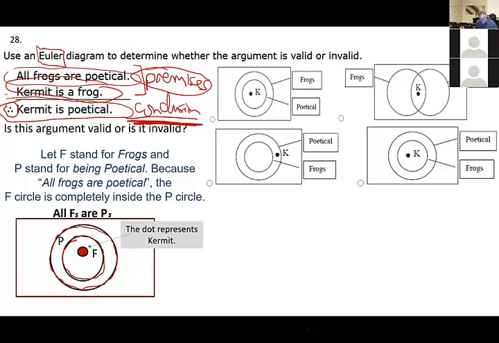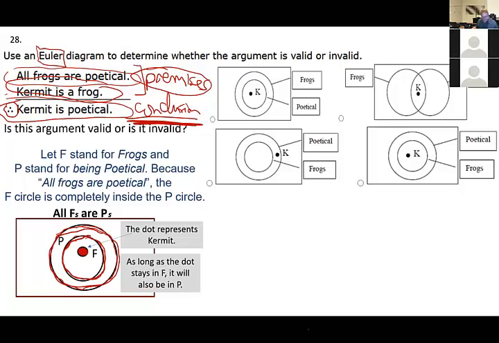So that means that if you accept the fact that Kermit really is a frog and that that red dot belongs inside the frog circle, that red dot is also inside the poetical circle, which means Kermit must be poetical too. So that would be a valid argument. You're arguing from the premises. And so as long as that dot stays in the frog circle, it can't get outside the P circle. It's like concentric fences. If the dot can't get outside the inside fence, it can never get outside the outside fence.